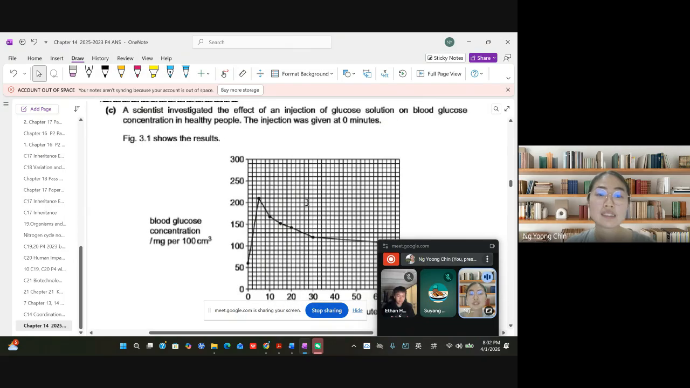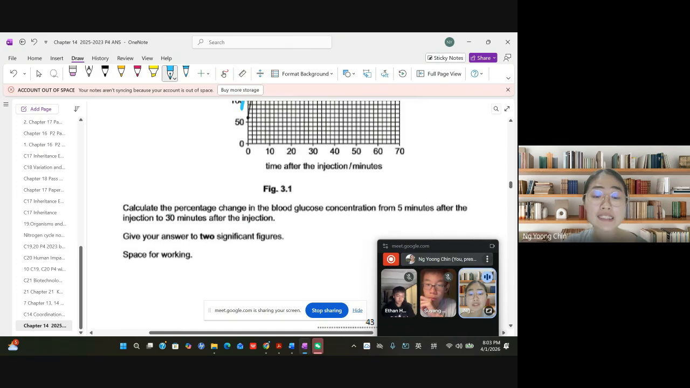And then for this one, the scientists investigate the effect of injection of glucose solution on the blood glucose concentration in healthy people. They inject the glucose solution, and the injection is given at 0 minutes. Whenever the glucose solution is injected, it causes the blood glucose concentration to increase rapidly at first, but later the blood glucose slowly reduces. You can see there's a gradual decrease. 慢慢减缓减少.